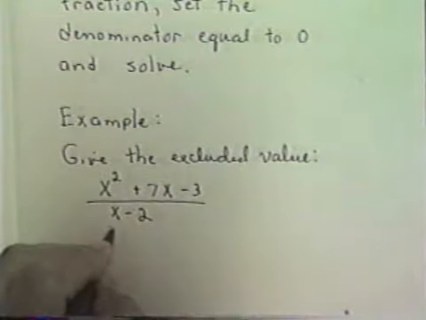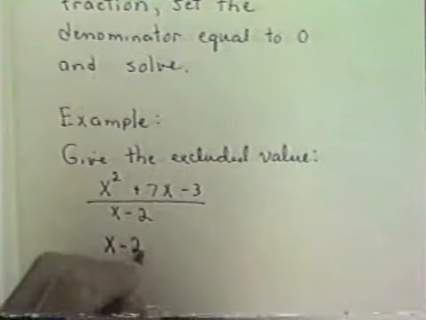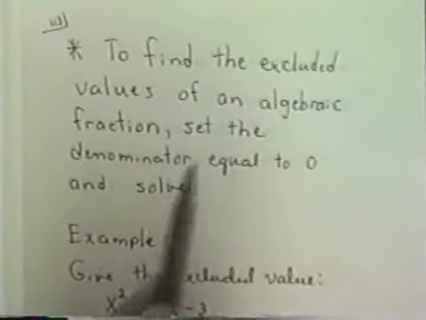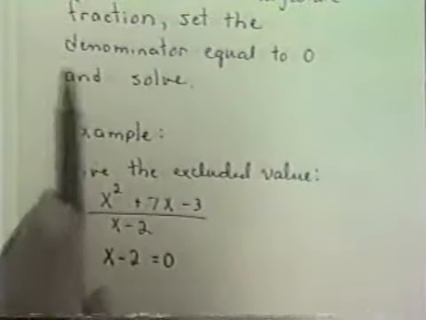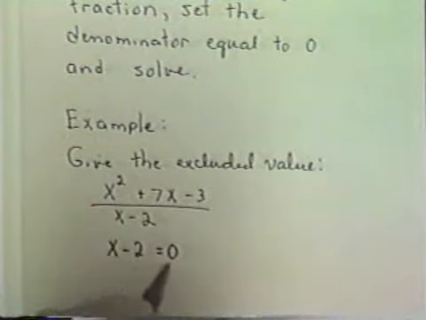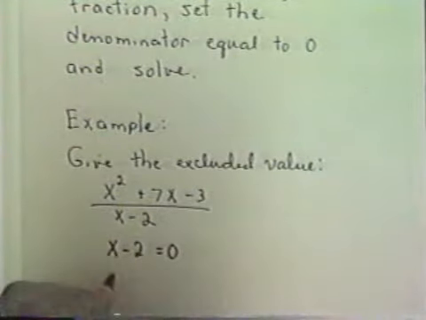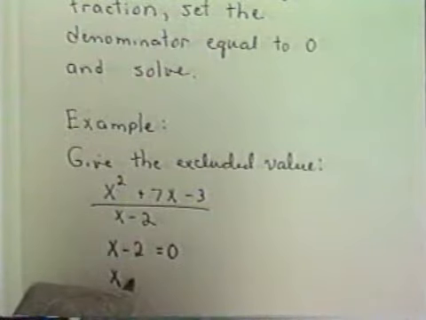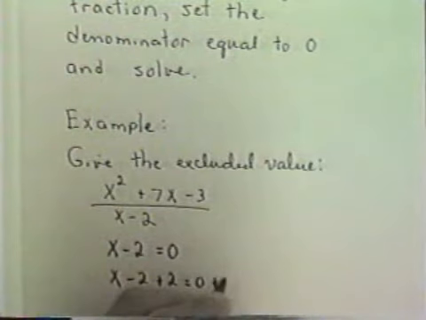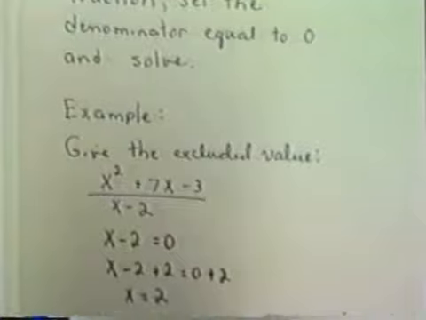So I want to set the denominator equal to 0 and solve. I'll set the denominator, again, it says set the denominator equal to 0. I've done that, and then it says solve. Well, to solve, all I need to do is to add a positive 2 to both sides. So I can say x minus 2 plus 2 is equal to 0 plus 2, or I get x is equal to 2.